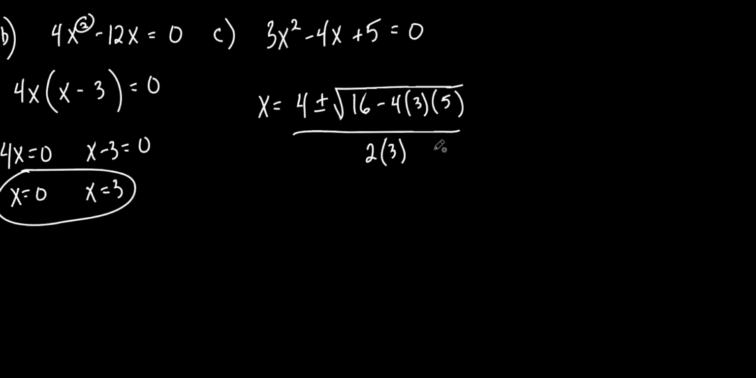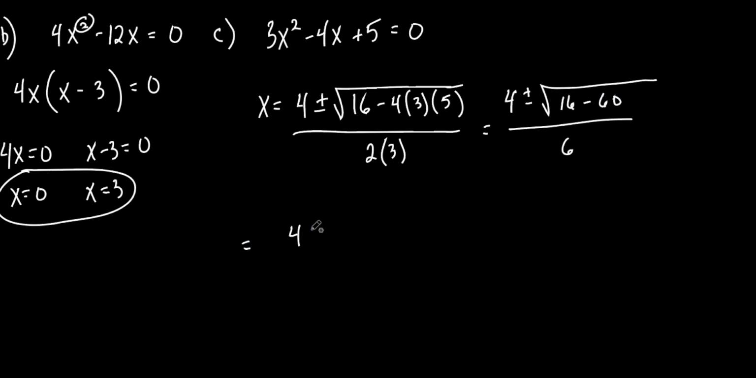All right, plugging everything in is not that hard. Simplifying it sometimes can be a bit of a challenge, so let's do it. 4 plus or minus. See, Hunter, you said you wanted to do more of these. Here we go. 16 minus, what's that? 12 times 5 is 60. And then over 6. Keep on simplifying. 4 plus or minus the square root of 16 minus 60, what's that? Negative 44, is that right?